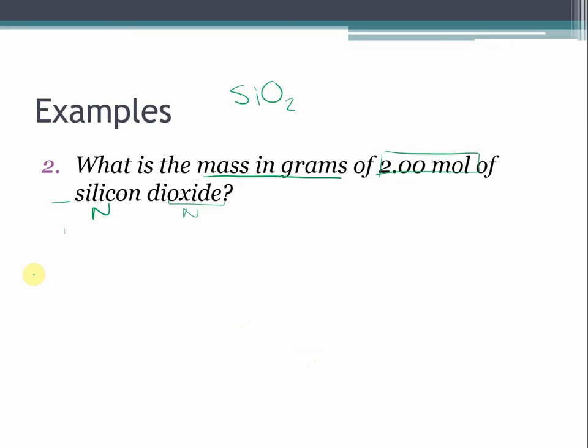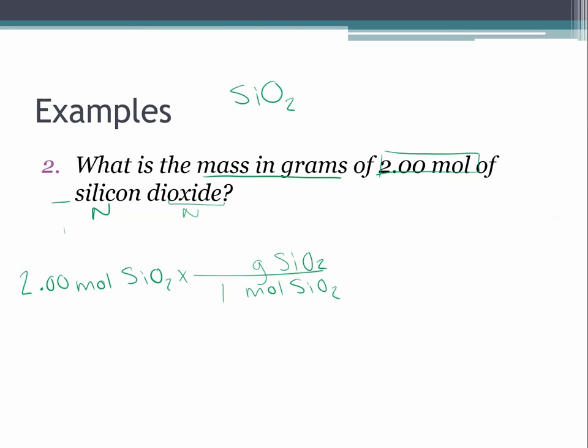So we'll start with what we know, 2.00 moles of SiO2 times a fraction. What goes up must come down. We are looking for grams. We can go moles to grams. That is the thing we know how to do. So we'll put grams of SiO2 on top. We know it's going to be 1 mole.